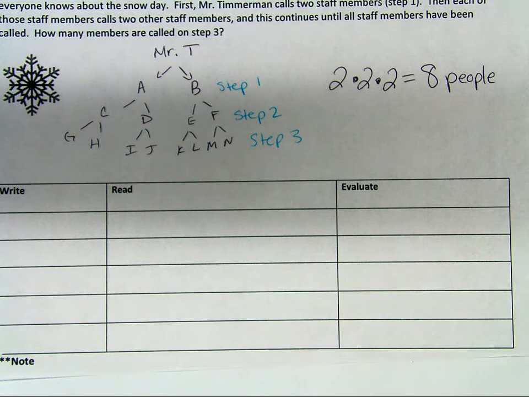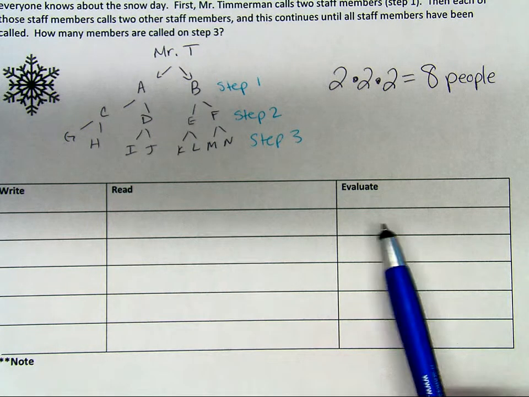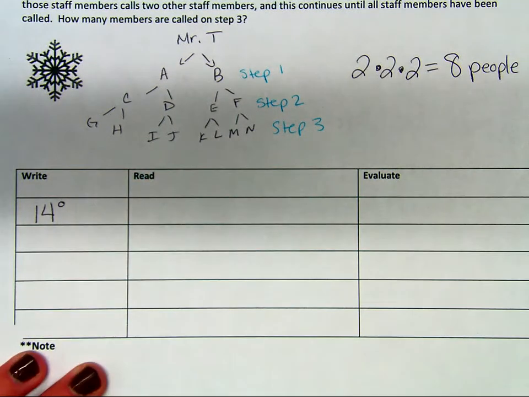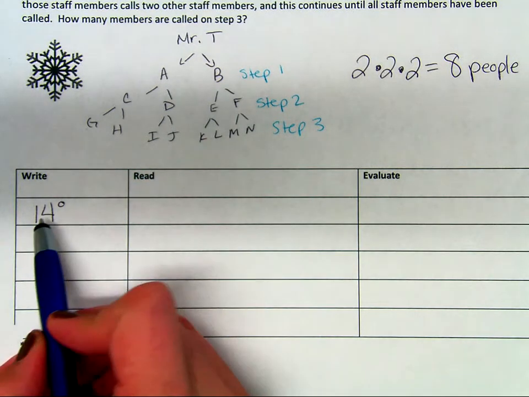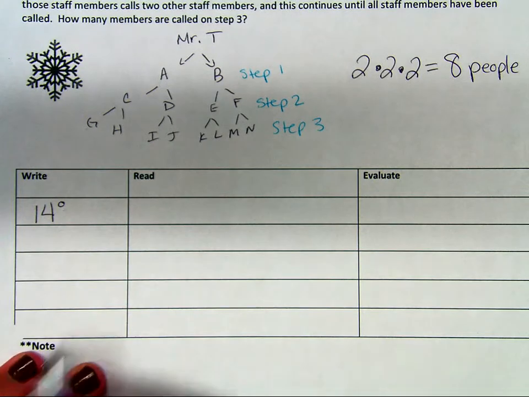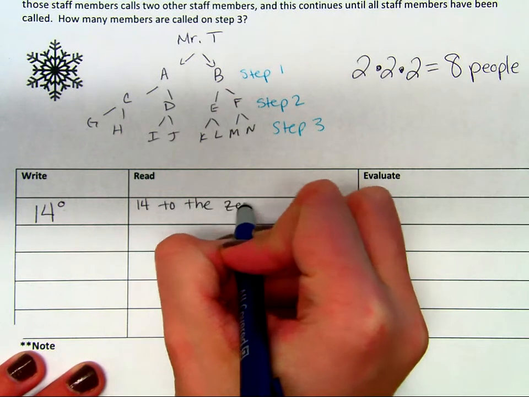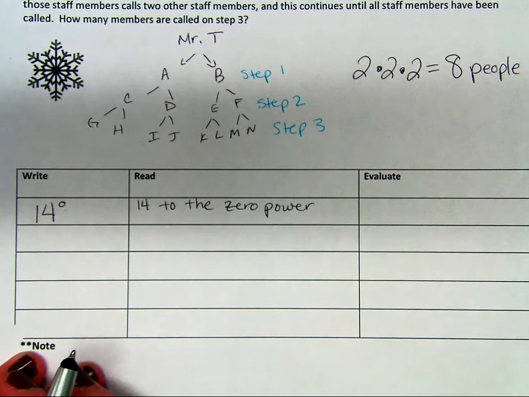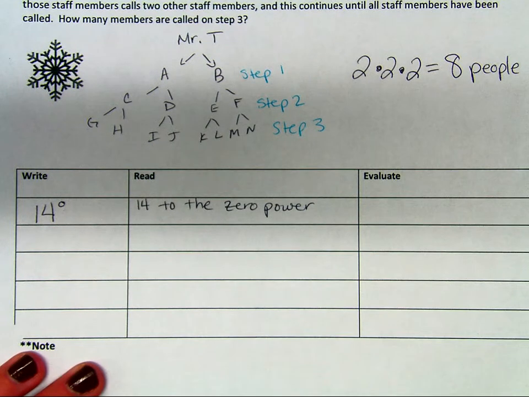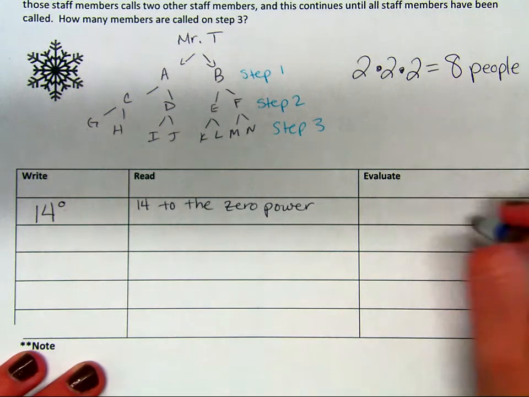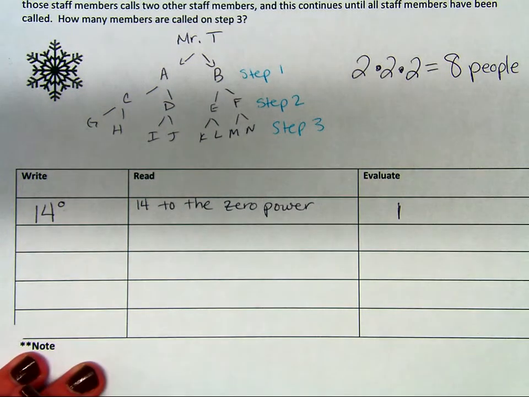So here is this chart. You can copy this down. We're going to go over how to write different exponents, how to read or say them, and then how to evaluate them. So first one is 14 to the 0 power. It's raised to, it kind of looks like a degree symbol, but in this case it's a power. It's important to use the right phrases when you're talking about exponents. And if I were to evaluate this, anything to the 0 power gives me 1. If I had 1,000,000 to the 0 power, it would still be 1.